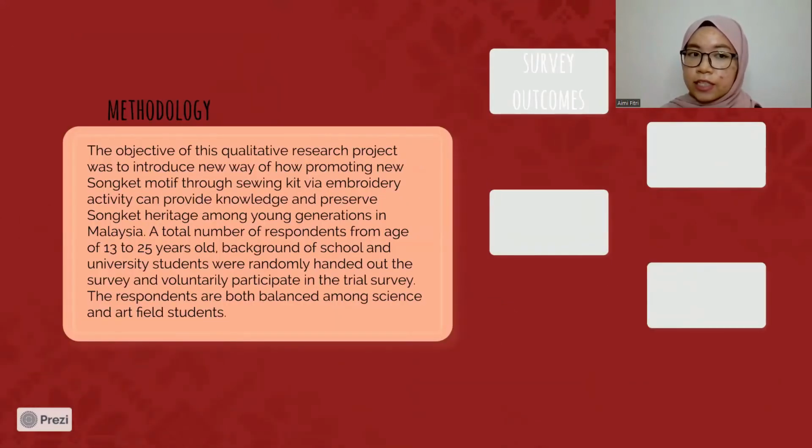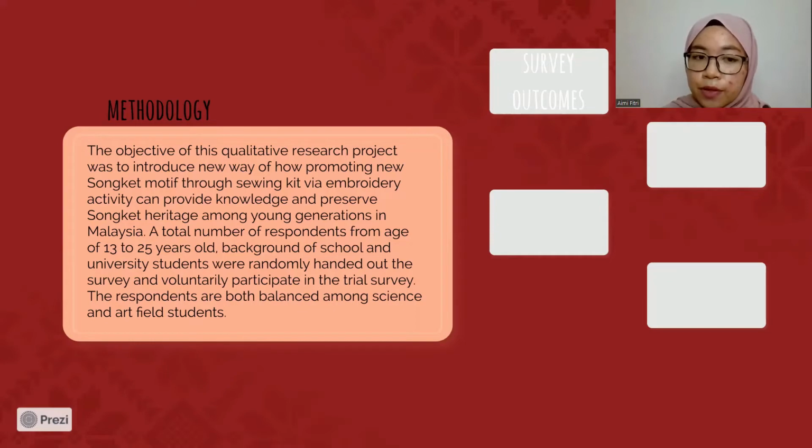The methodology used for this case study: the objective of this qualitative research project was to promote the new Songket motif that will be developed in this case study via cross-stitch activities, which can provide knowledge and preserve Songket heritage among the young generation in Malaysia.